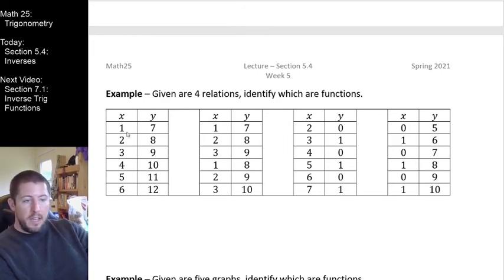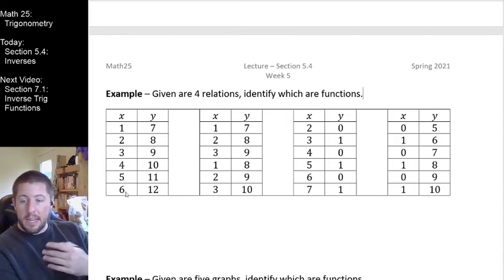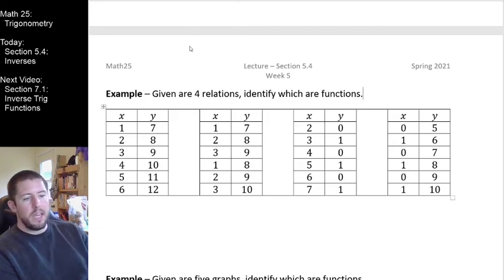In the first one, the inputs I see are 1, 2, 3, 4, 5, and 6. These are tied to outputs of 7, 8, 9, 10, 11, 12. Honestly, I didn't even need to see the outputs here. What I'm seeing is 6 different inputs. I don't see any evidence that there is ever an x value that I'm plugging in a second time to get a different y value out. So even without seeing the y column, this first relation has no evidence that it's not a function, because I plugged in 6 unique inputs. So I'm going to give this one the check mark. Yes, it is a function.